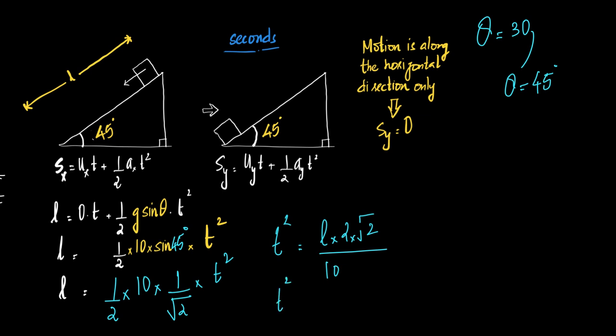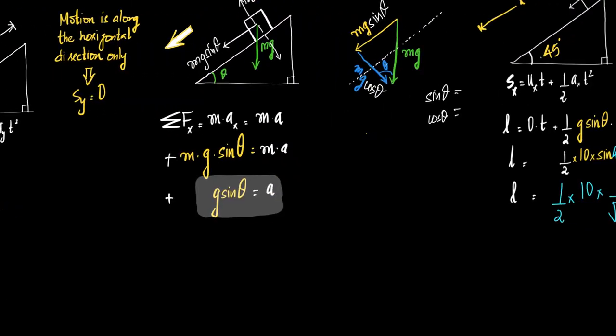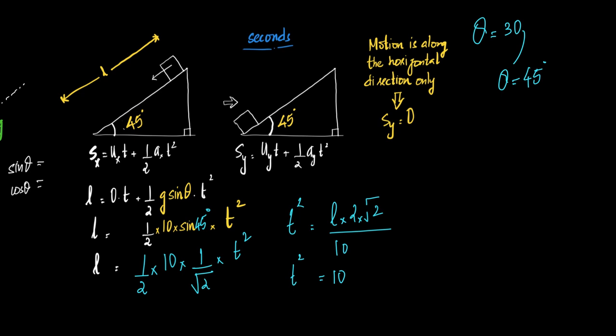And what is the value of L? We found L to be 10 meters. So we can write here L is equal to 10. So 10 into 2 root 2 divided by 10 gives us t squared is equal to 2 root 2. So what is t equal to?